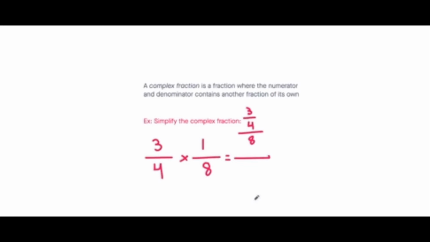For example, here it says to simplify the complex fraction 3/4 over 8. So here what we would do is first lay out the fractions. So 3/4 times 1/8, because we're dividing by 8. So we have to multiply by the reciprocal. So we take 1/8, and then we multiply normally, and we get 3/32.